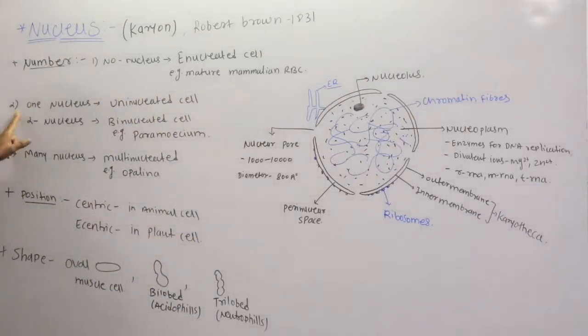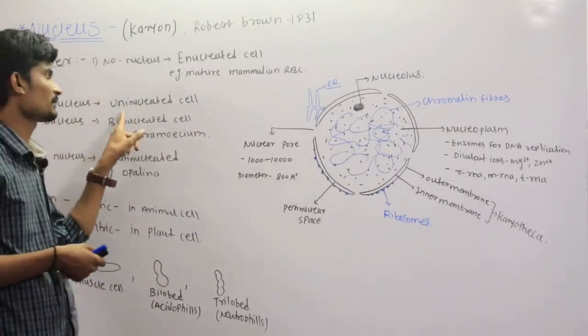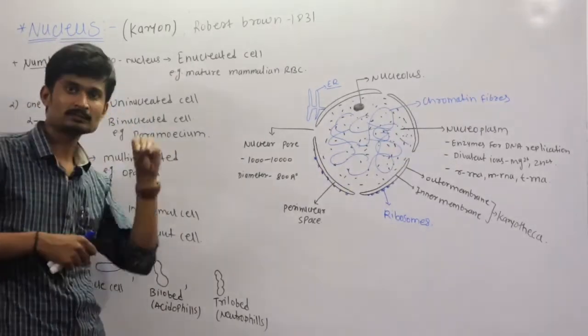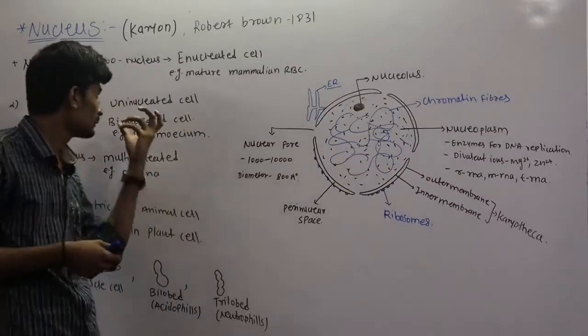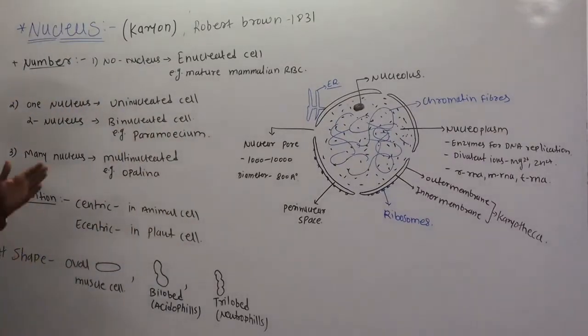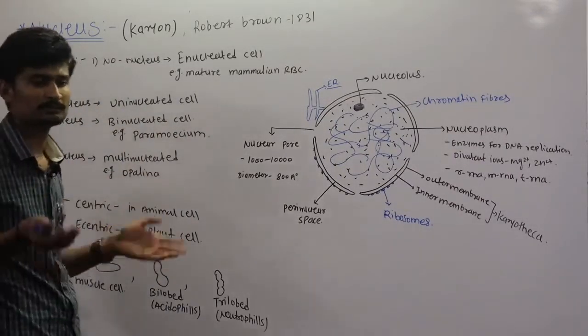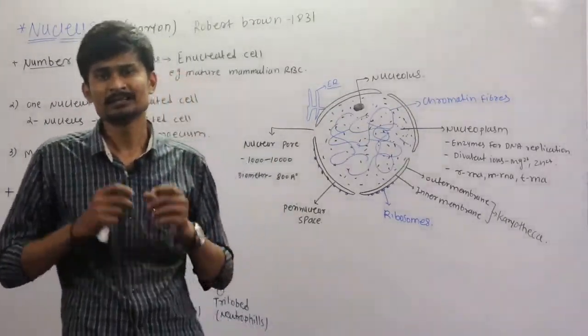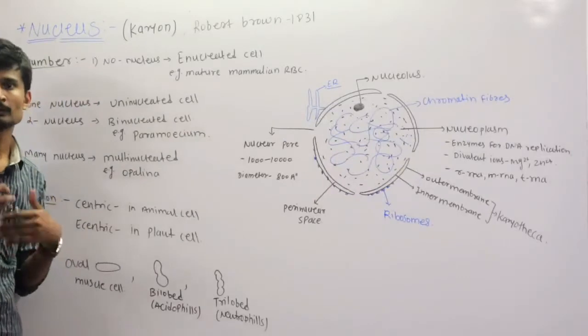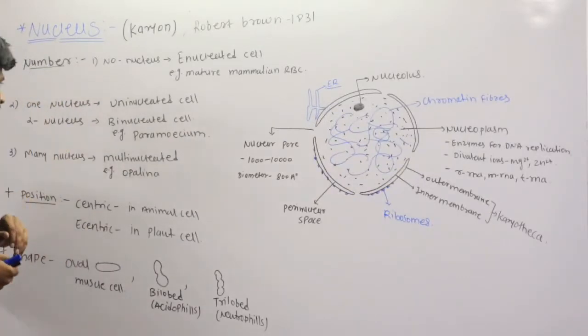The next one is one nucleus. The cells which contain only one nucleus are called uninucleated cells. There are so many cells which are uninucleated. In our body, the muscle cells are uninucleated cells. So our body cells are uninucleated cells.